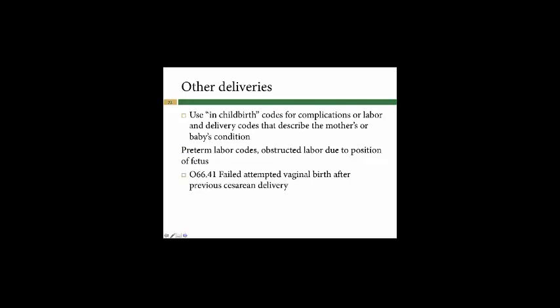In terms of other deliveries, we're going to select the code that is in childbirth for the complications, and these sometimes describe the mother's condition and sometimes the baby's condition. I think most of that, if you're experienced OB coders now, you're probably going to find that pretty straightforward. And then we have preterm labor codes, as I showed you before, obstructive labor due to the position of the fetus. And then here's a code that we may be using, failed attempted vaginal birth after previous cesarean delivery. So this says this is the reason that we did the cesarean, Z066.41.